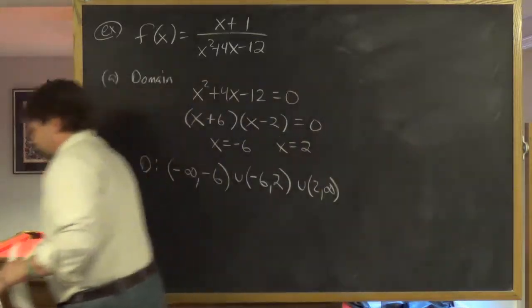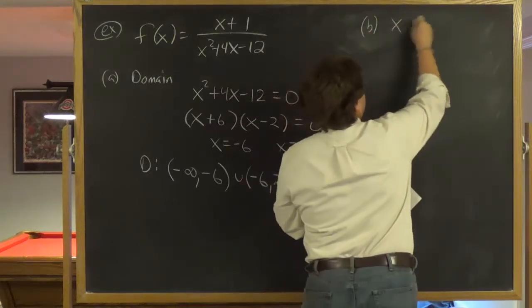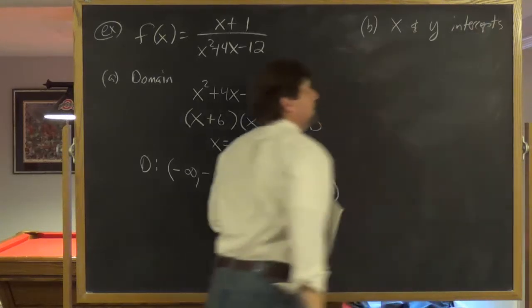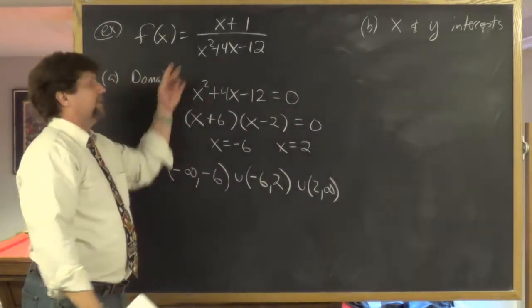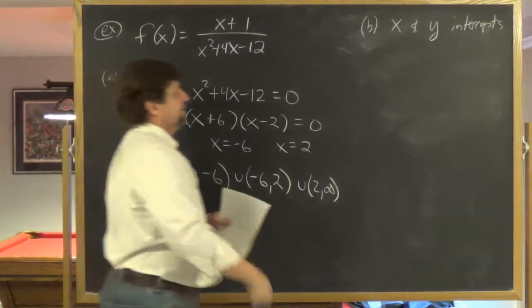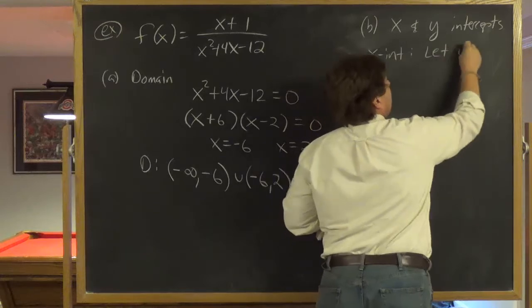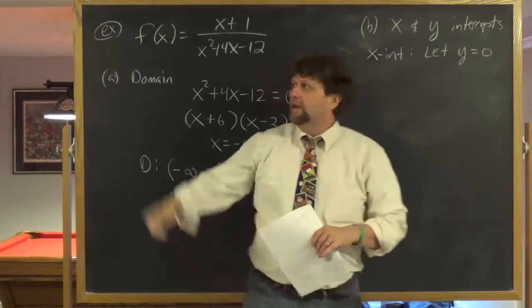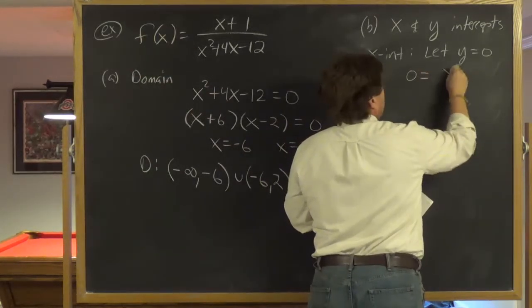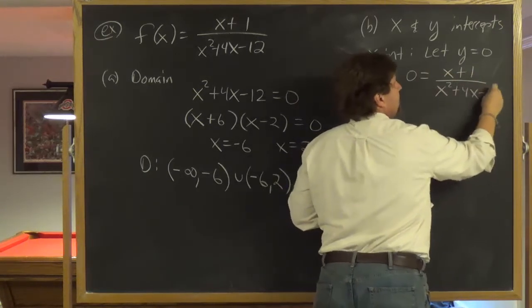The next thing, how about if you're asked to find the x and y intercepts for the graph of this function. Well, remember, to find the x-intercept, you're going to let y equal 0. So you put 0 in here, and you get 0 equals x plus 1 over x squared plus 4x minus 12.